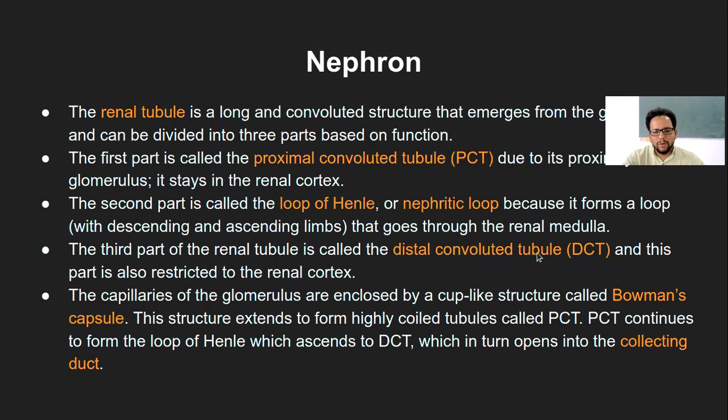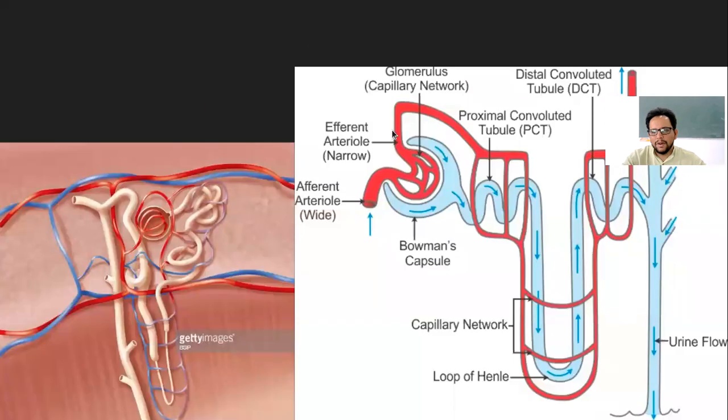So, we know the structure of the nephron had two main parts, renal corpuscle and renal tubule. Renal corpuscle has glomerulus and Bowman's capsule, and the renal tubule has PCT, proximal convoluted tubule, because it's in proximity to this renal corpuscle. Convolution was the folding. So PCT.